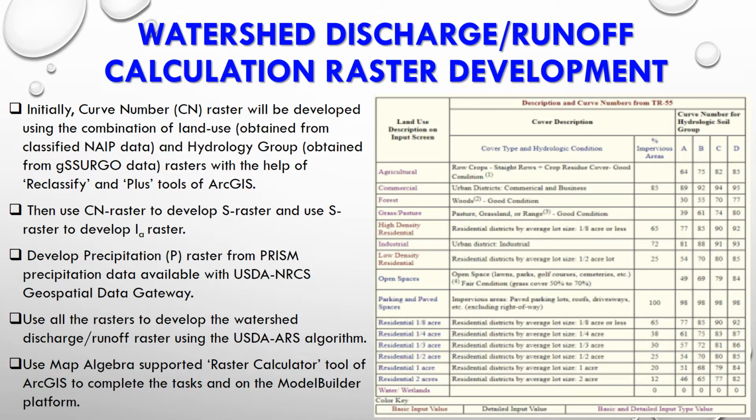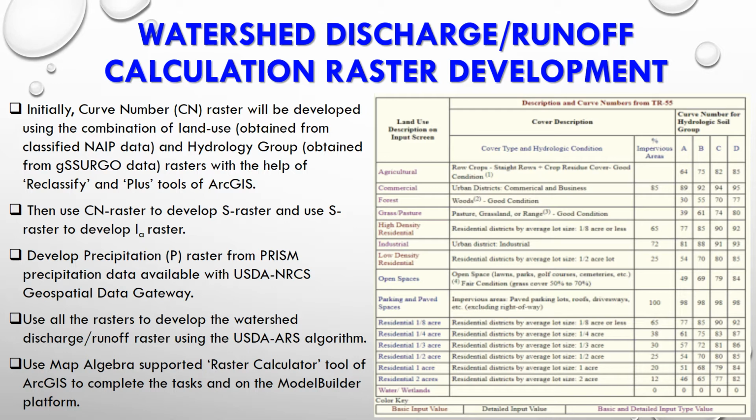The hydrologic group was created using the gSSURGO data, and the land use classes were developed using National Agricultural Imagery Program data. So we classified that. Again, the Reclassify and Plus tools of ArcGIS helped us combine both your hydrologic group raster and your land use raster to provide our curve number raster. The curve number raster provided the S raster, which provided the I raster, as I explained earlier from the algorithm.